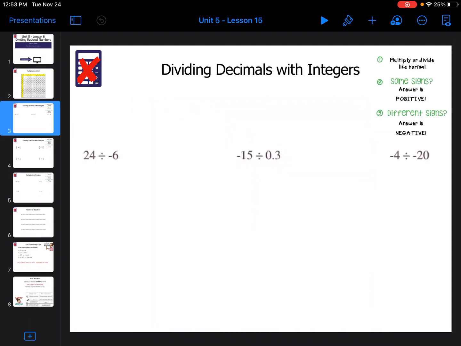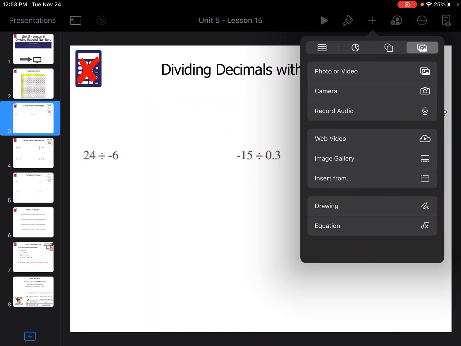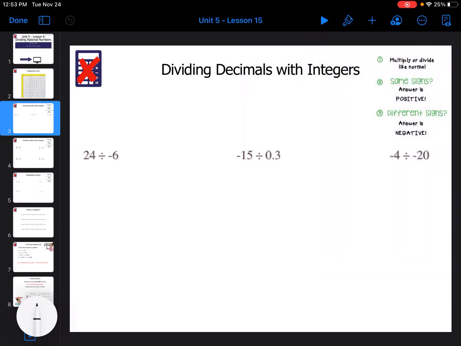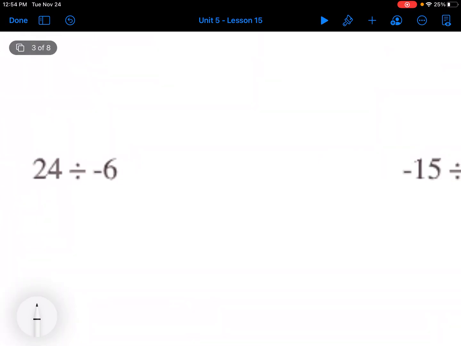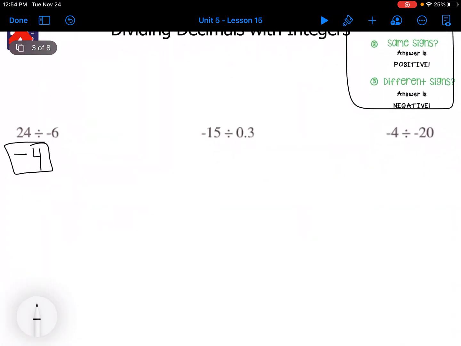All right, so now we're going to divide, and if you notice, the rules are exactly the same as yesterday. The same signs, the answer is going to be positive. Different signs, the answer is going to be negative. So right now, I know my answer is going to be negative because the signs are different. 24 divided by 6 is going to give me 4. So my answer is negative 4.